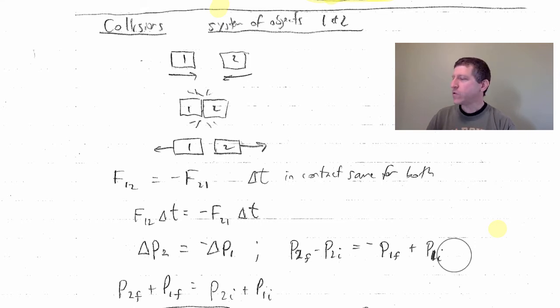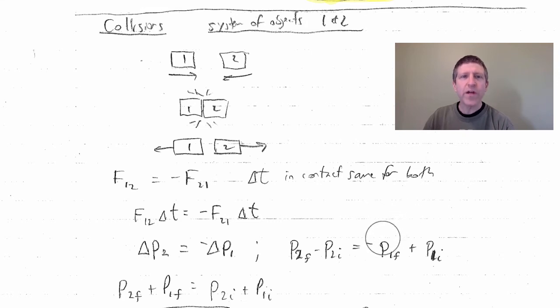So in this situation, what we've got here is two objects, object 1 and object 2, heading towards each other with some velocity. They collide, and you can see the universal collision symbols there, those lines coming out, and then they bounce away from each other. That's the situation that we're going to analyze at first.